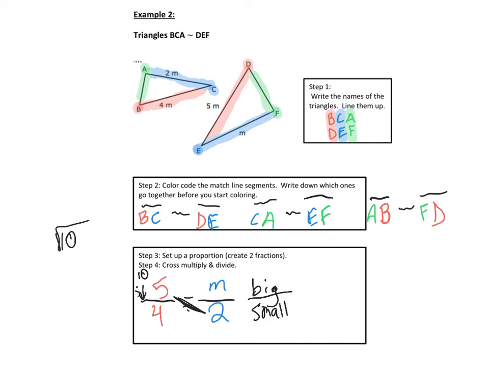Top in, bottom out. 4 goes into 10 2 times. That is 8. We subtract, get 2. We can add our decimal and a 0. Bring down that. 4 goes into 20 5 times. So we get M equals 2.5.